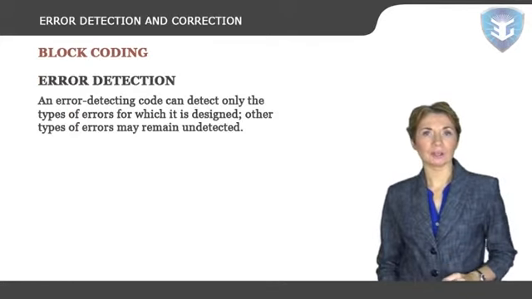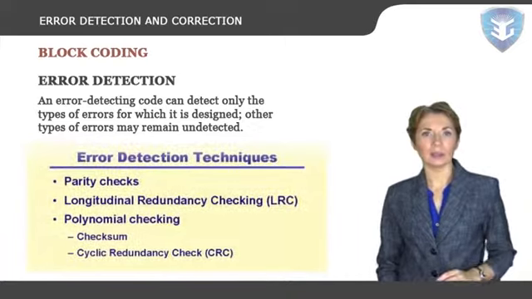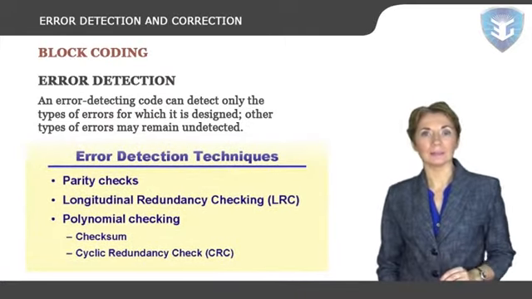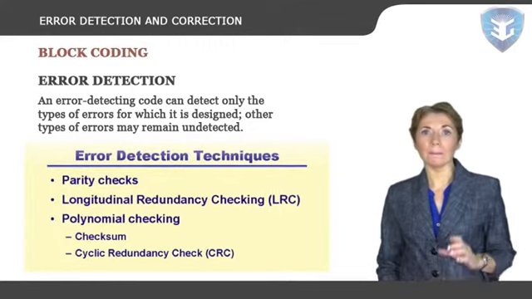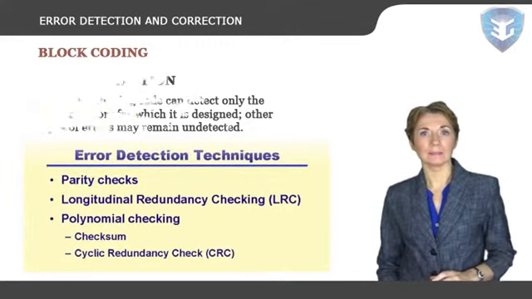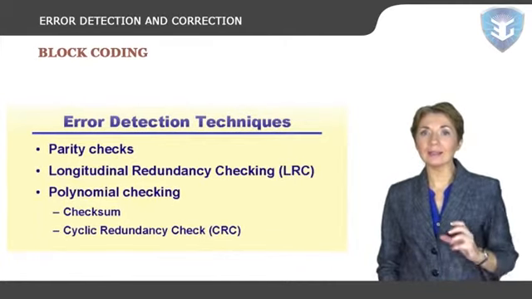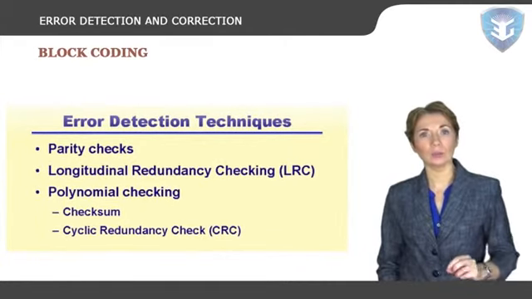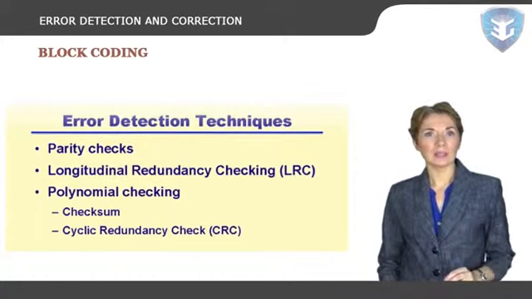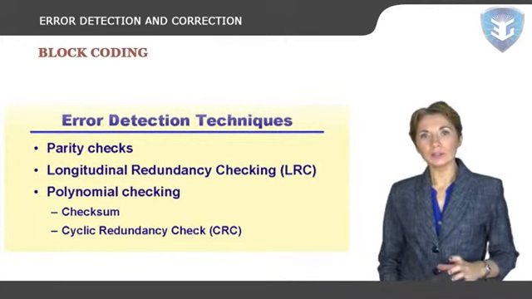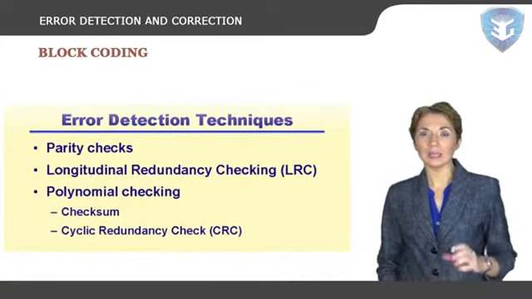Error detection. An error detecting code can detect only the types of errors for which it's designed. Other types of errors may remain undetected. If the following two conditions are met, the receiver can detect a change in the original code word. The receiver has a list of valid code words. The original code word has changed to an invalid one.